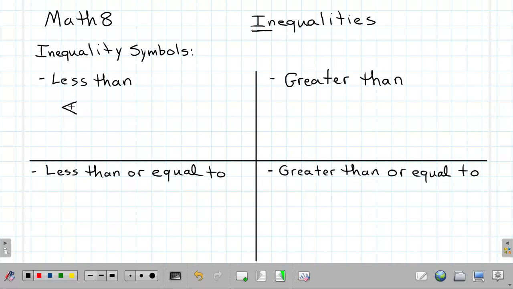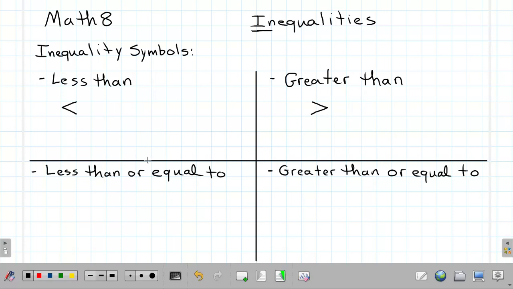Well, if we have it flipped around and whatever's on the left is bigger than whatever's on the right, that's when we use the greater than symbol, which is just the less than symbol flipped around. Once again, what that means is whatever's on the left, whether it be a number, variable, expression, term, whatever you have over here, it's bigger than whatever's on the right.